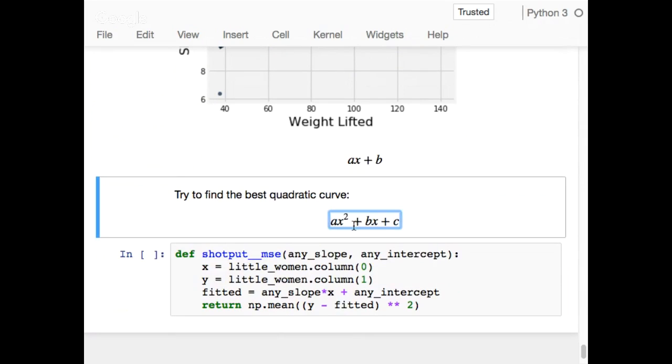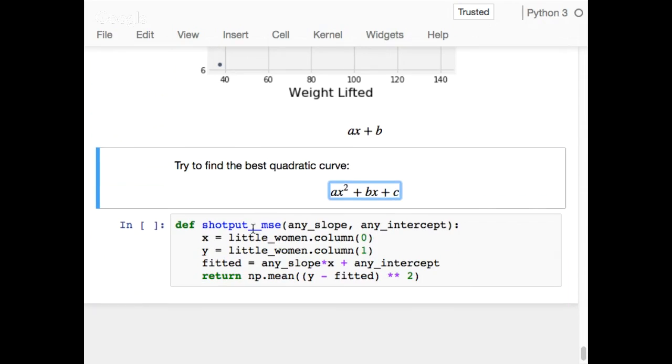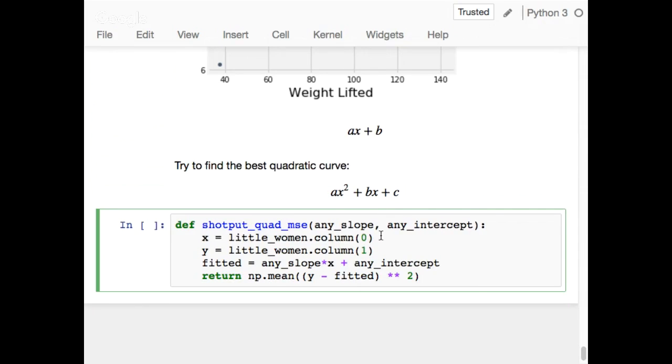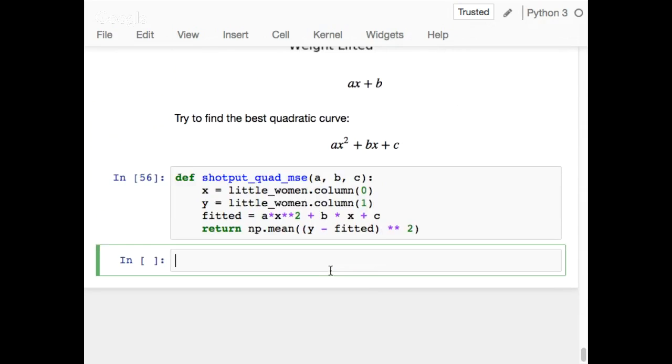And I can tell Python, okay, try to figure out, tweak with the values of a, b, and c in order to find the best curve that fits my data. If that curve happens to minimize the squared error, I'm going to call it the best. Let's try to see what happens. So let's call this quad MSE. Here is A, here's B, here's C. And the way we do this is when I fit my data, I'm going to do A times x squared plus B times x plus C. And that's all I need to change. Okay? So we're going to try this out.